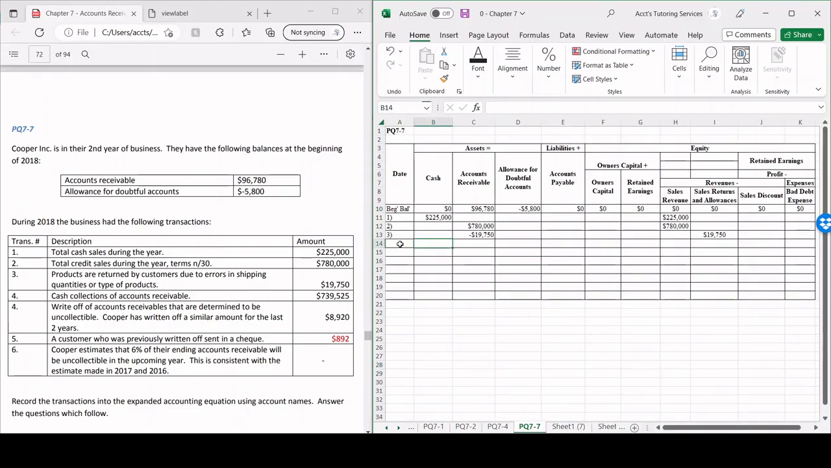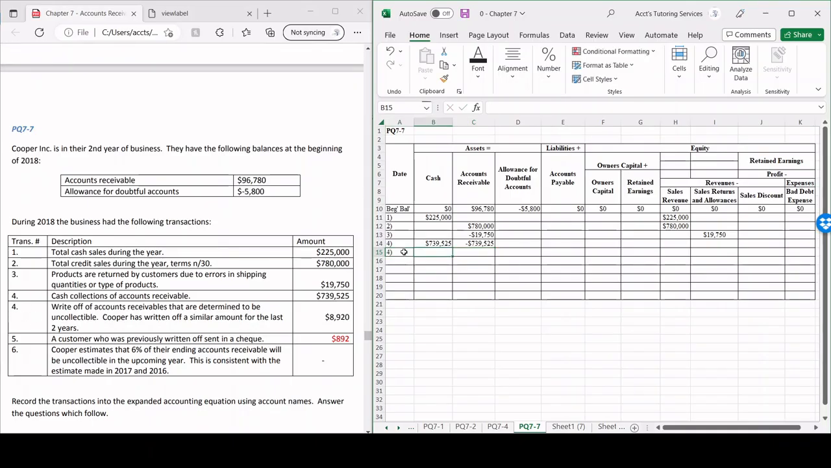Now, transaction number 4. Cash collections of accounts receivable. So we collected cash. The cash goes up, an increase of 739,525. And as a result, our accounts receivable is going to go down by the exact same amount. It's going to decrease because we've already collected this amount. We're eliminating the amount of money that people owe us because they've already paid that off, correct? So they made an error here, but let's just use transaction number 4 as well.